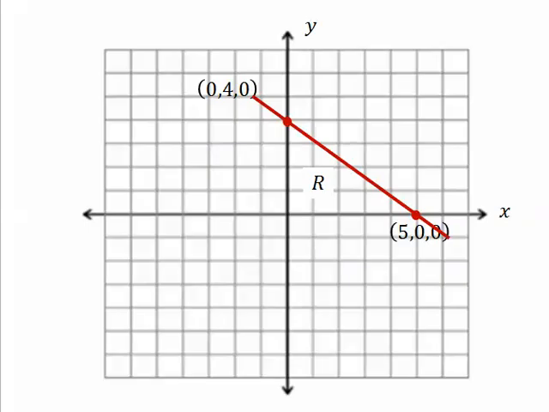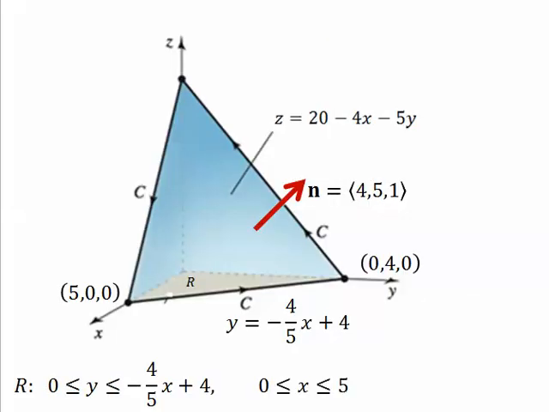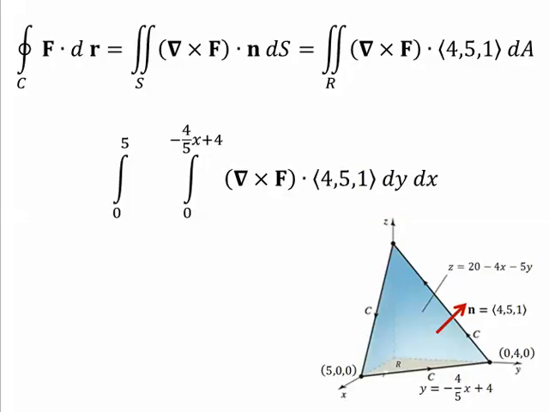And so this is our region R, and we need to find the equation of the line. The line is y equals negative 4/5 x plus 4. And so the region R is y runs between 0 and the line, and x runs between 0 and 5. So we have our region R that generates our surface S, which is the plane z equals 20 minus 4x minus 5y, located in the first octant. All right, so this is where we are now.